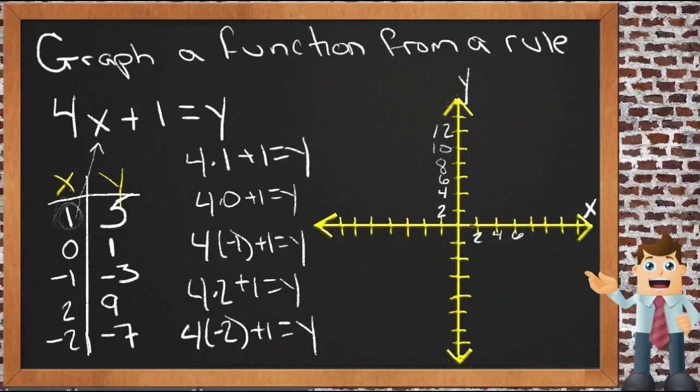So if x is 1, then we're halfway here, and y is 5, so we're 2 1/2 notches up, so we have a point right there. If x is 0, y is 1, so it's half a step up. If x is -1, y is -3, so it's right there. If x is 2, y is 9, so it's right there. And if x is -2, y is -7, 2, 4, 6, 7. So it's right there. So we can see all these dots are in a line here.